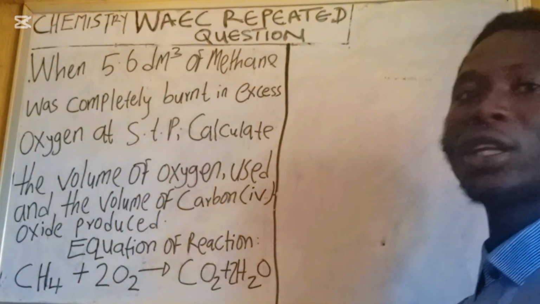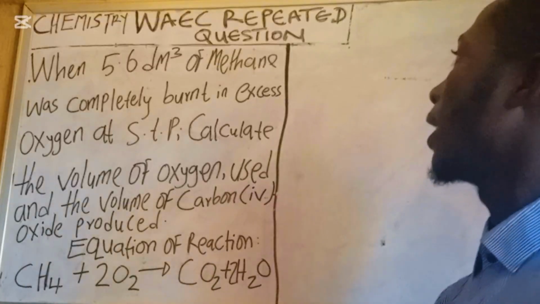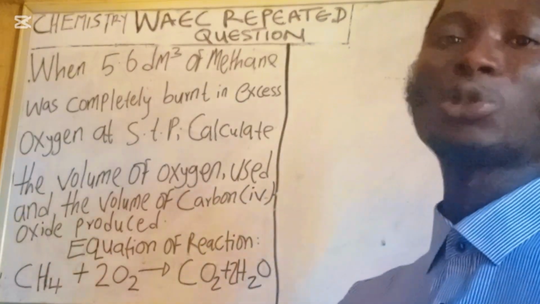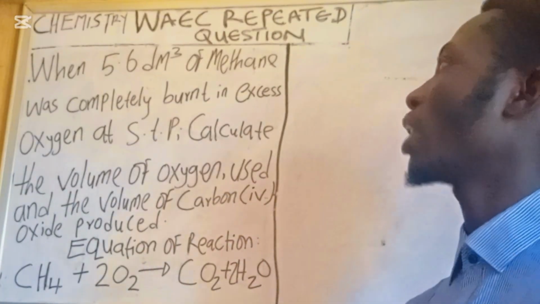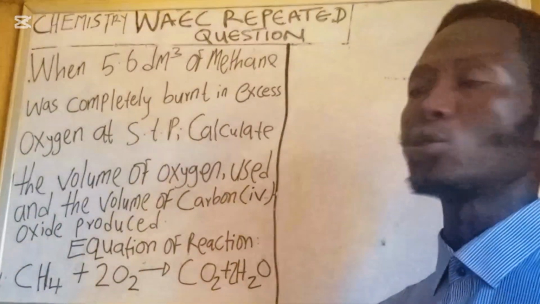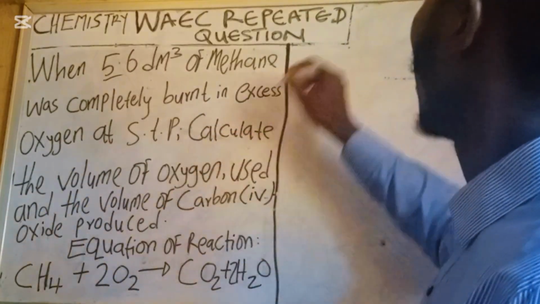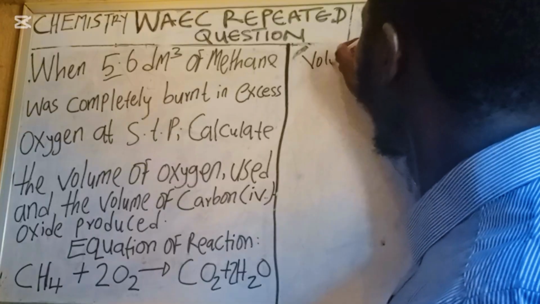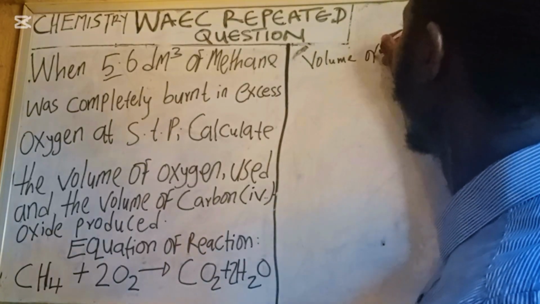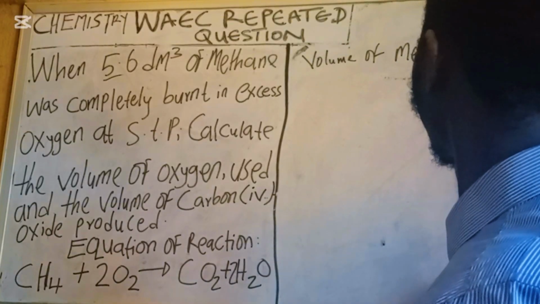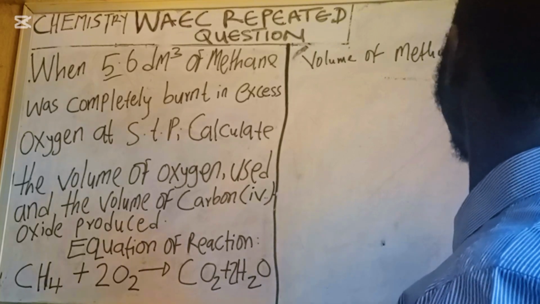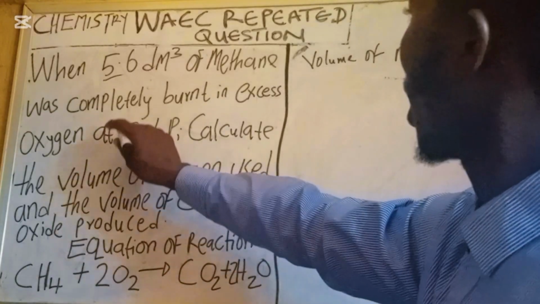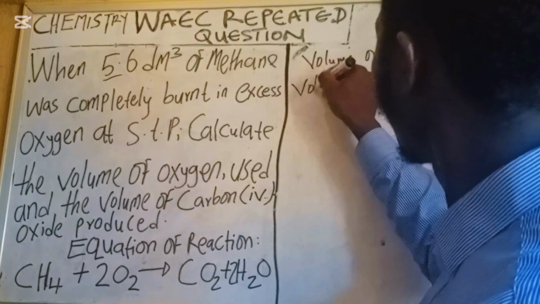So after knowing the topic that the question was set from, the next thing is to bring out your data. Please always try as much as possible to bring out your data, because bringing out your data will actually help you to know what next to do. So we have the value here, 5.6. So let's make it like this. Volume of methane is equal to 5.6 dm³.